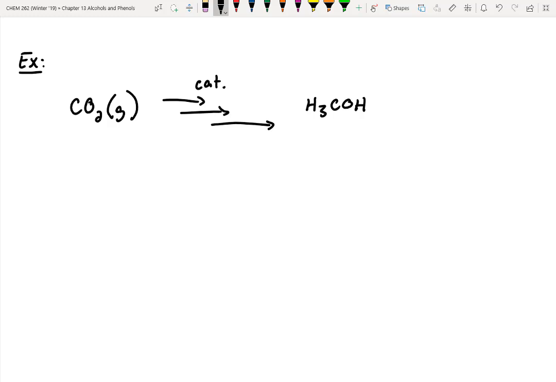What I want you to do is to determine whether or not this was an oxidation or a reduction reaction and how many electrons had to be transferred in order for this reaction to occur, and focus on carbon.